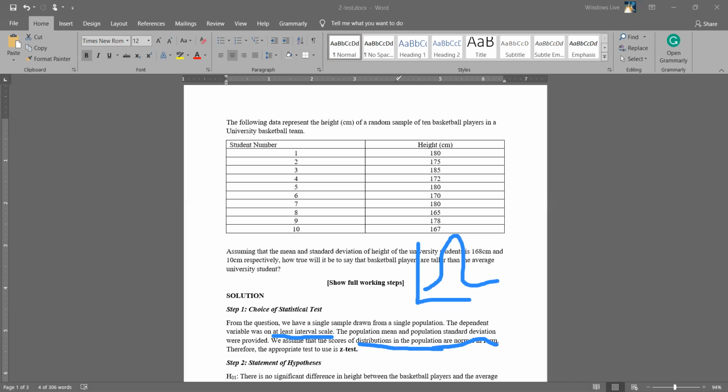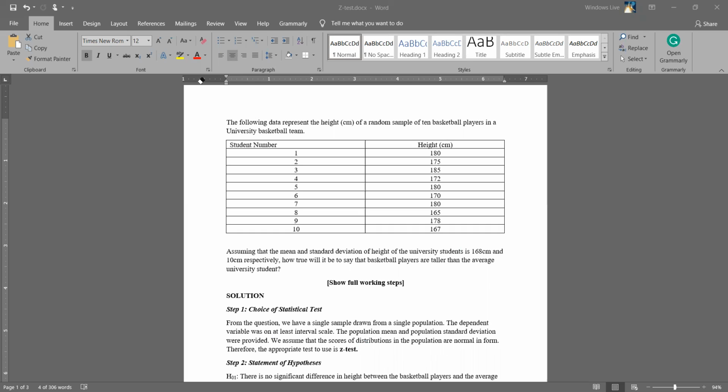So basically, these are the things you state for any z-test question. Tell your reader that a sample is taken from a population. The dependent variable is on either interval or ratio. The population mean and the population standard deviation were provided in the question. Then you assume that the scores are on a normal curve distribution. So that's all when it comes to step 1.